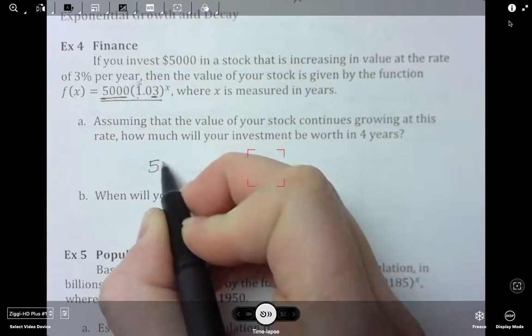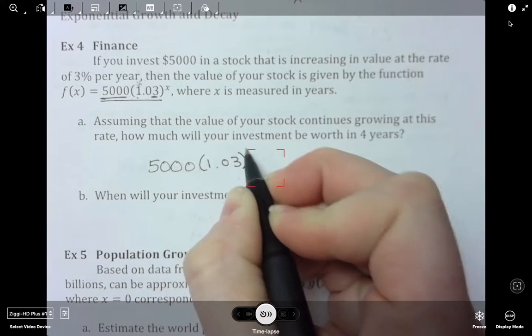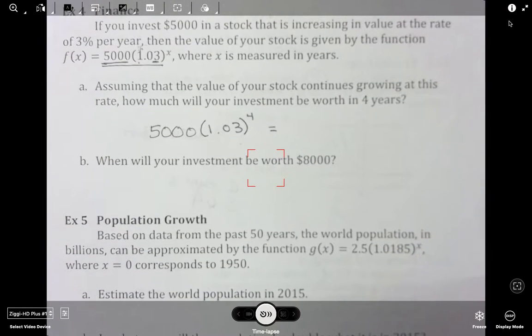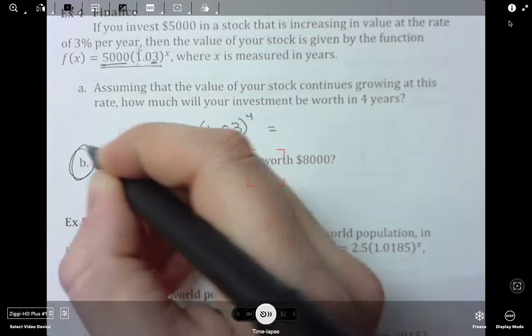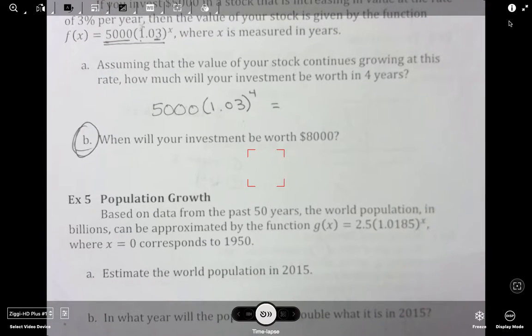Okay, all I'm doing is plugging 4 in. So you plug that in and get an answer. All of these part B's, we're going to wait to do when I come back on Thursday. Okay, when will your investment be worth $8,000?